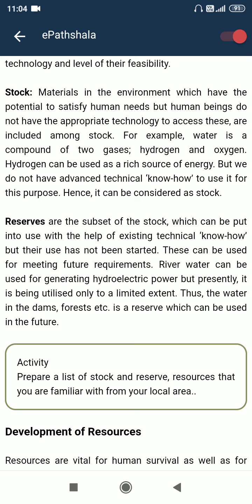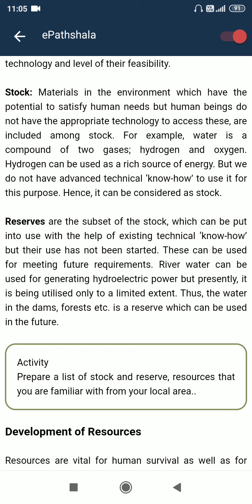Reserves are the subset of the stock which can be put into use with the help of existing technical know-how, but their use has not been started. These can be used for meeting future requirement. River water can be used for generating hydroelectric power, but presently it is being utilized only to a limited extent. Thus, the water in the dam, forest, etc., is a reserve which can be used in future.